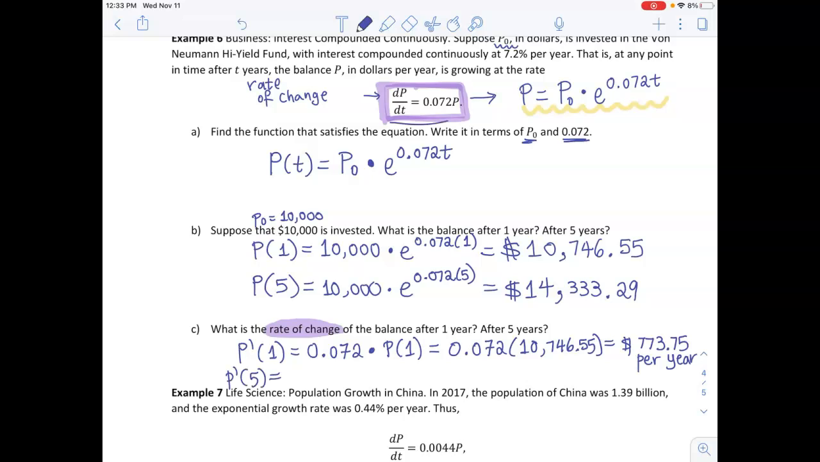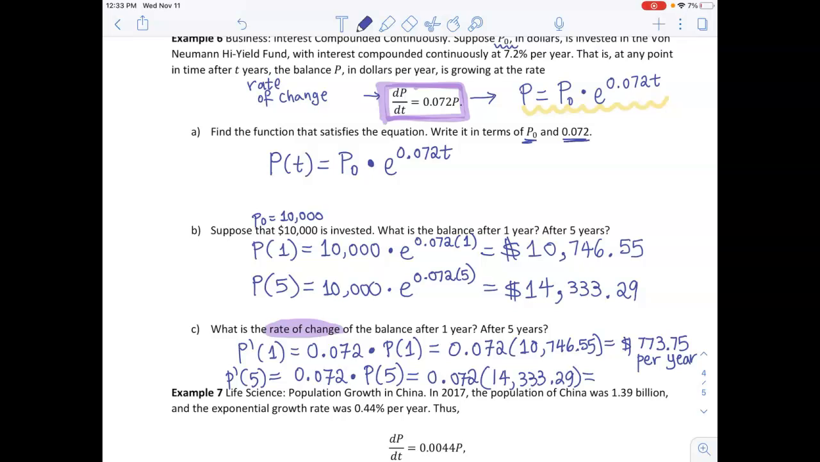Let's go ahead and find the other one. What is p prime of 5? I don't need to find the derivative. They already gave us the rule. The derivative, the p prime of 5 is equal to 0.072 times the function value at 5, p of 5. And we found that number above, so we're going to go ahead and multiply that constant by $14,333.29. I love how we get to use this rule given instead of finding the derivative.